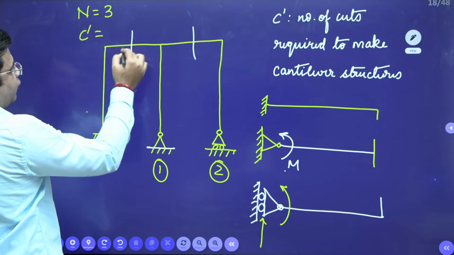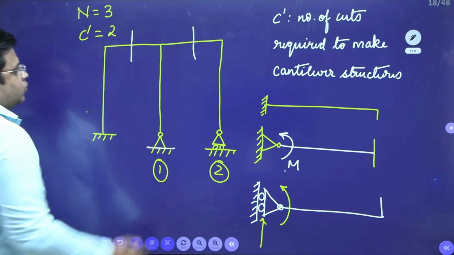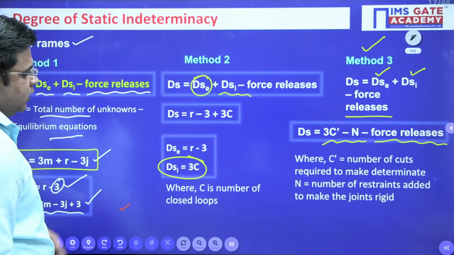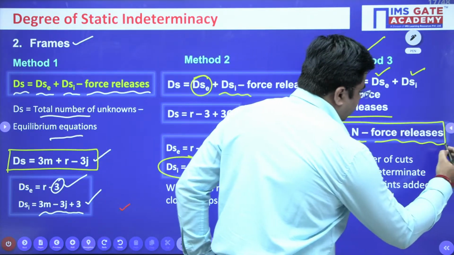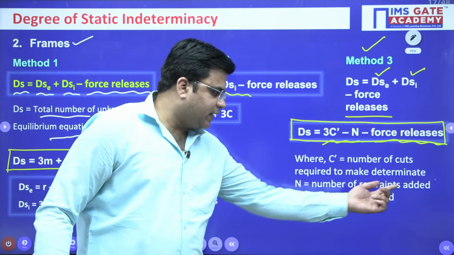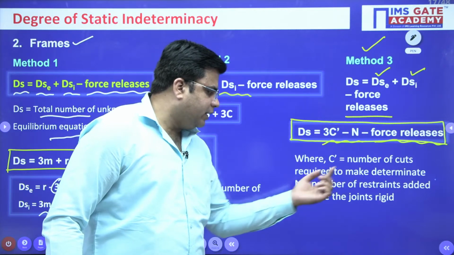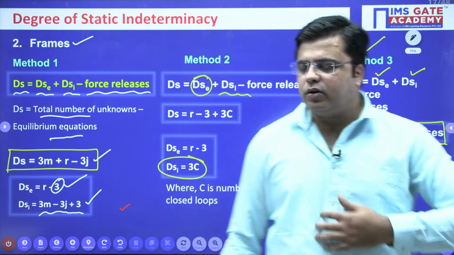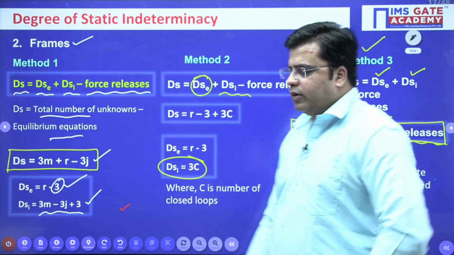C dash is the number of cuts required to open the structure and make cantilevers. So here C dash is 2. Accordingly, using the relation, you can easily calculate the degree of static indeterminacy: DS is equal to 3C dash minus N minus number of force releases, right? N is the number of restraints added to make the joints rigid. C dash is the number of cuts required to make determinate cantilever structures. Is this okay? Hopefully, how to calculate the degree of static indeterminacy for a rigid jointed plane frame is clear to you.